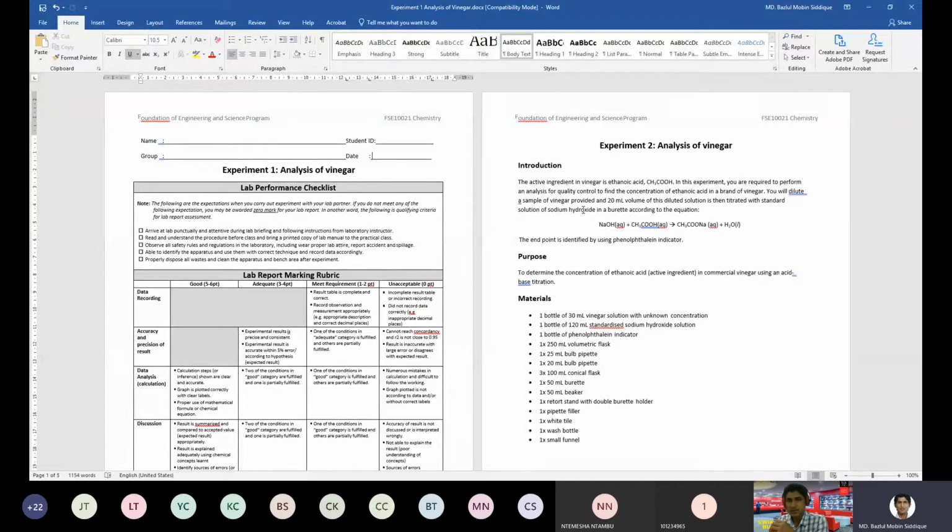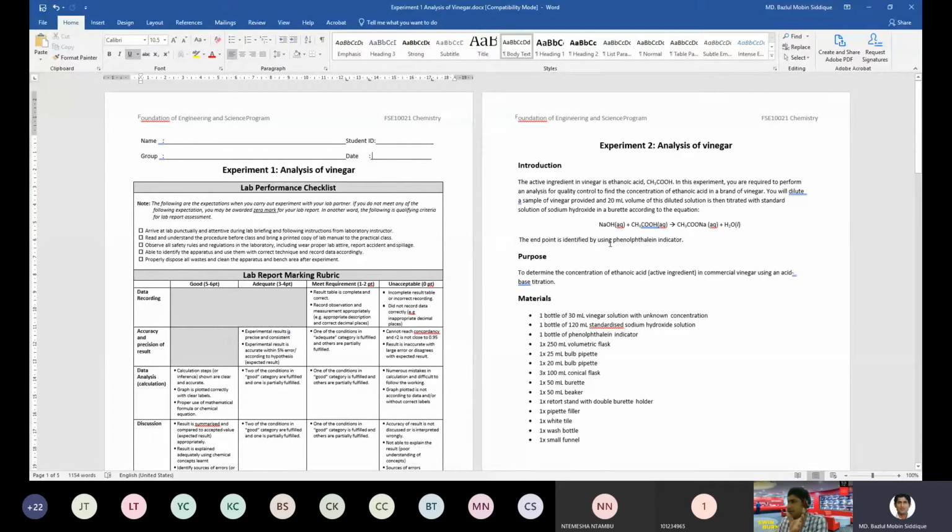Those who have already searched or explored already know that it is under the week 3 lecture. So we are going to talk more about this titration on week 3, during the lecture.